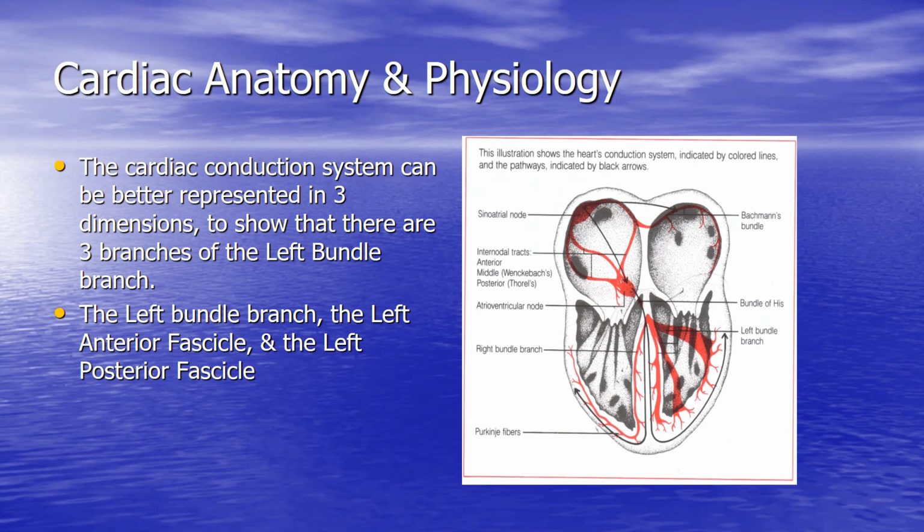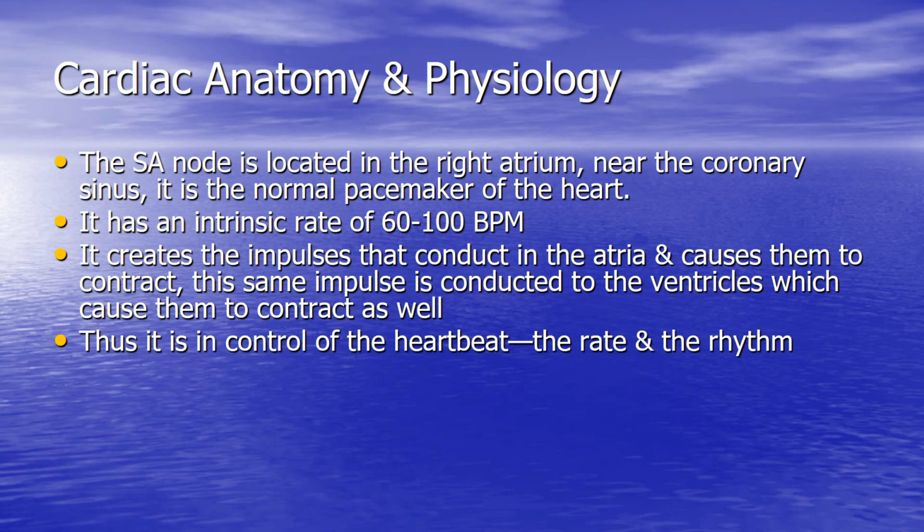The SA node, or sinoatrial node, that's what SA stands for, is the president. He's the man in charge of the heart. It's located in the right atrium near a hole called the coronary sinus. The coronary sinus is where the cardiac veins empty in the right atrium.